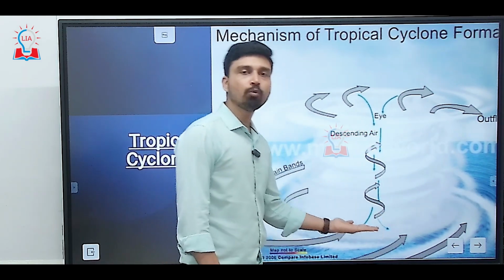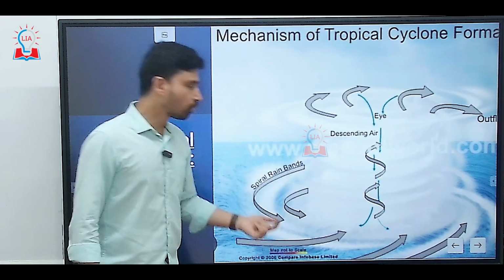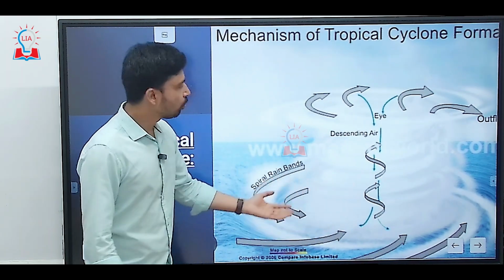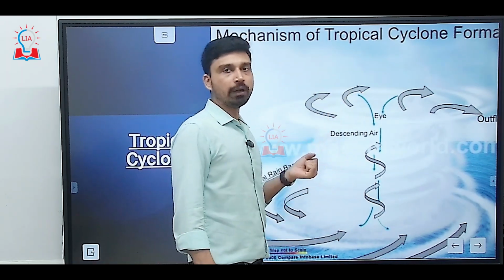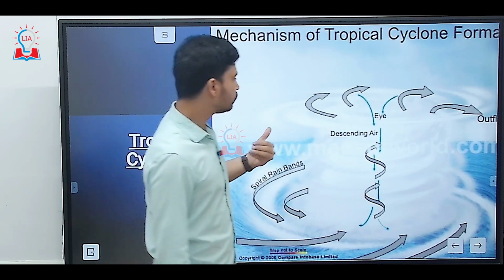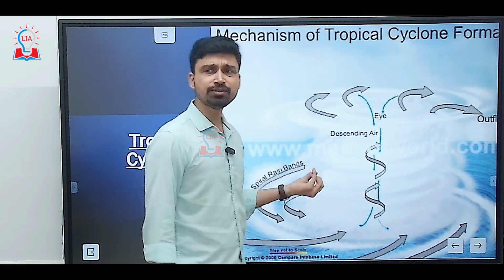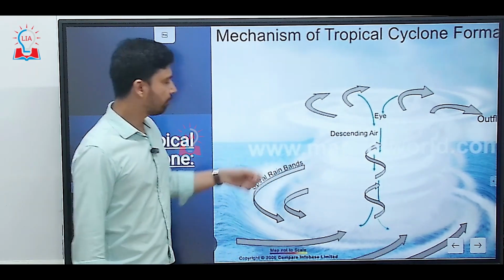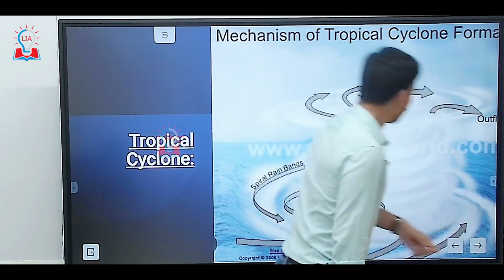So this warm and moist wind starts to rise in the upward direction, rotating around this low pressure center in what we can call a spiral kind of movement. As the wind rises up, the moisture present in the wind starts to condense in the upper atmosphere, due to which we have the heavy rainfall that we record.